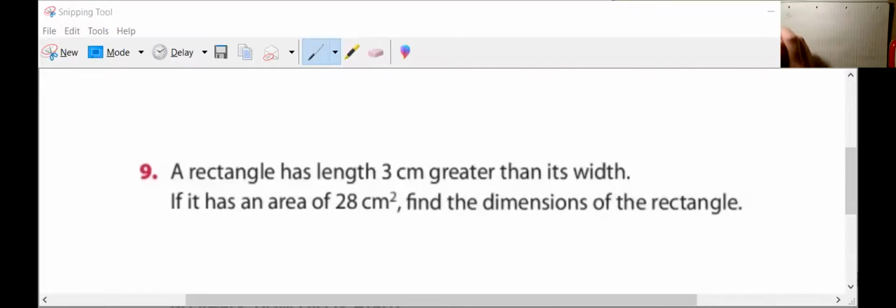We're going to move on to question 9. A rectangle has a length 3 centimeters greater than its width. It has an area of 28 centimeters squared. Find the dimensions of the rectangle.